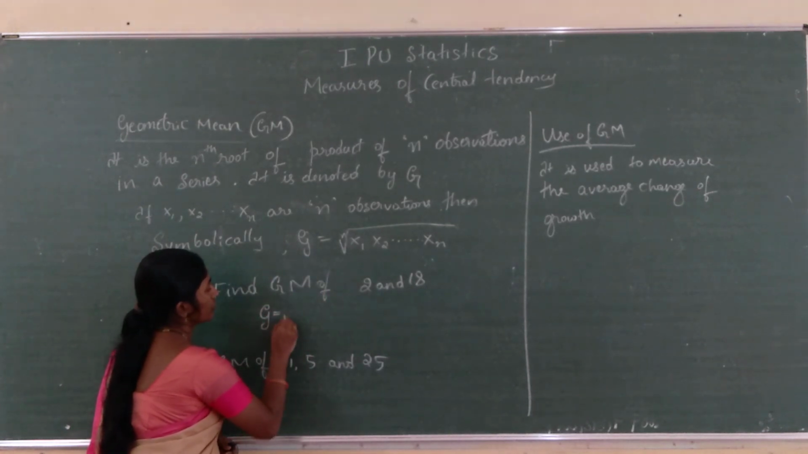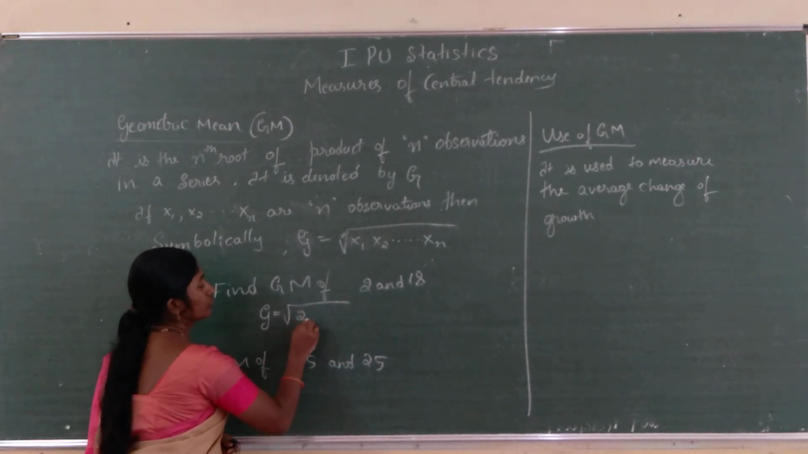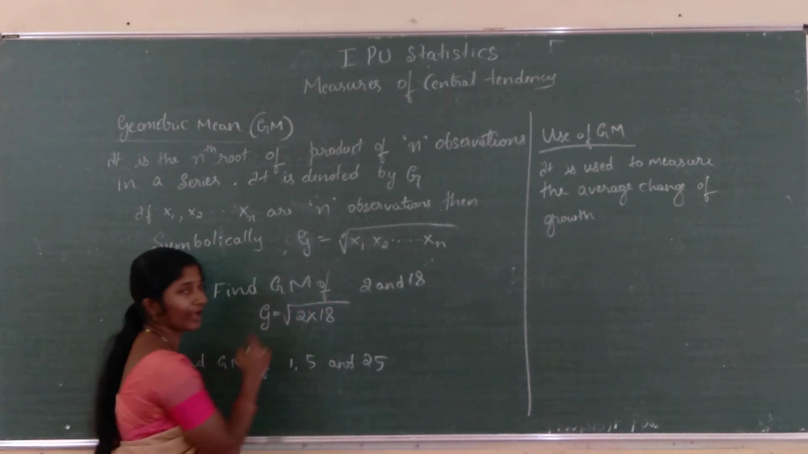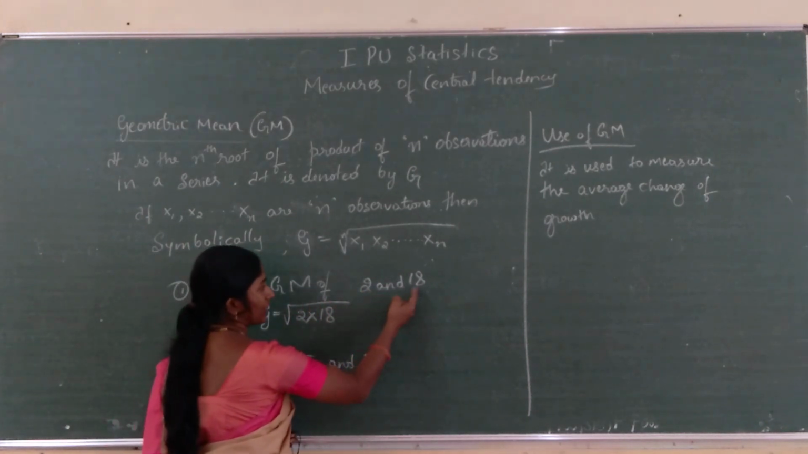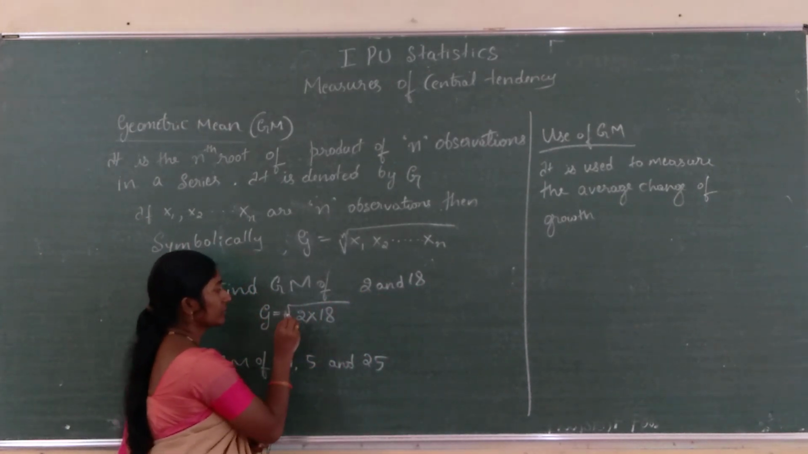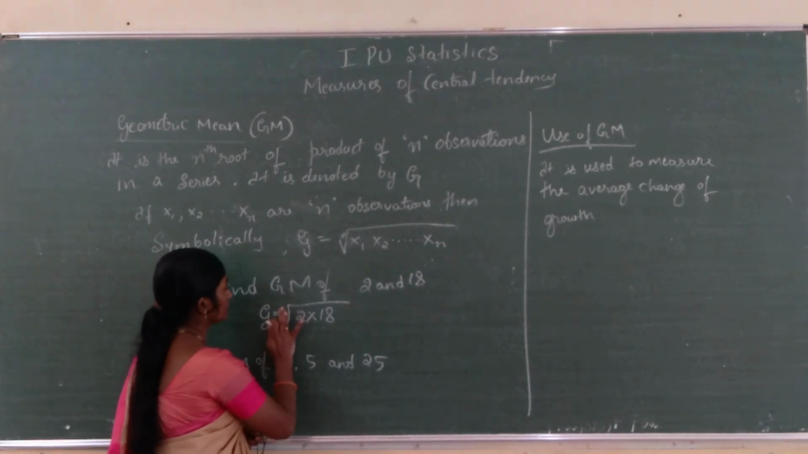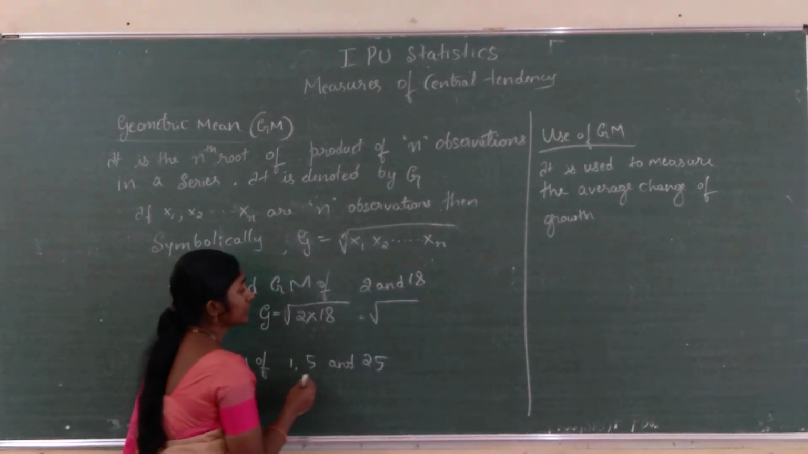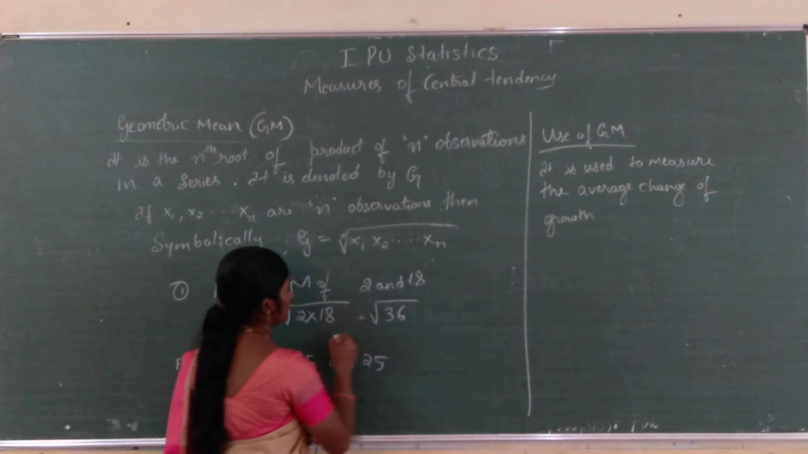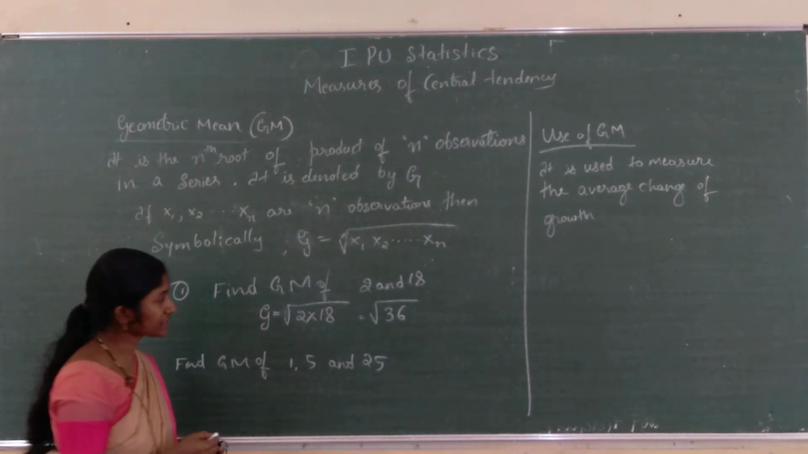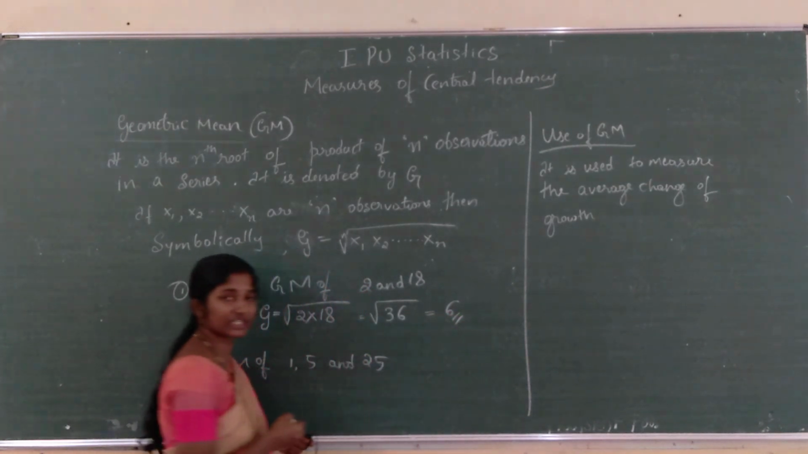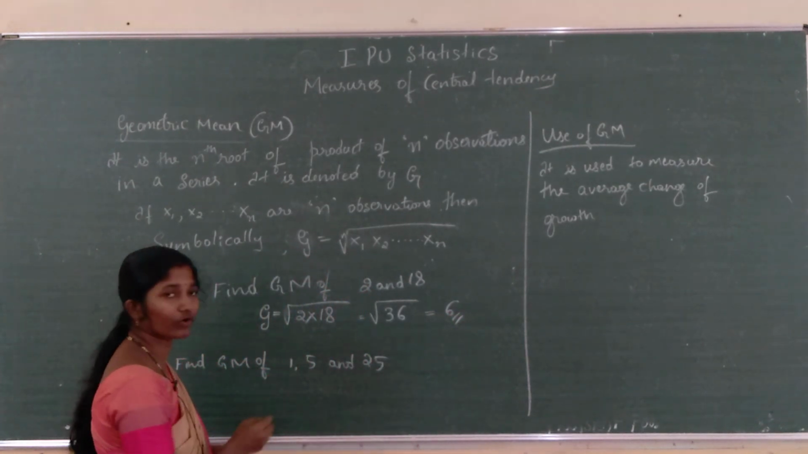G is equal to the square root of 2 into 18. I wrote square root here because two values are given. Therefore, square root of 2 into 18, that is equal to the square root of 36. That is 6, because 6 into 6 is 36. We got the answer.